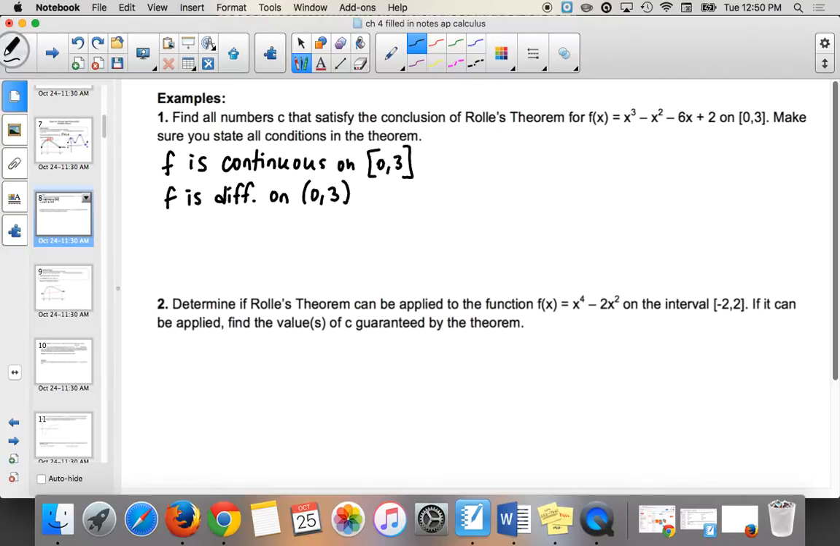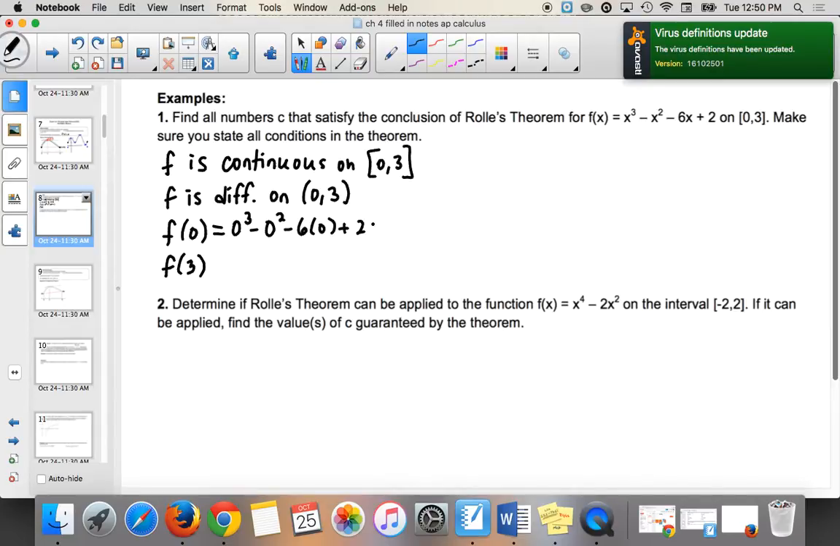The last condition says that f of a equals f of b. So let's find f of 0 and let's find f of 3 and see if they're equal to each other. f of 0 is going to be 0 cubed minus 0 squared minus 6 times 0 plus 2. It's all equal to 2.